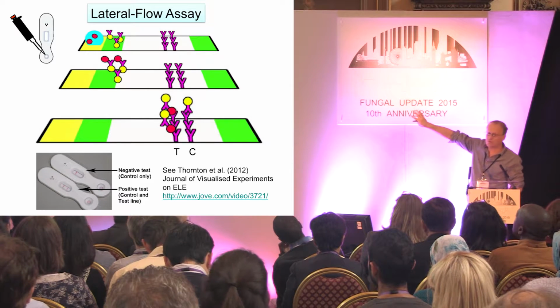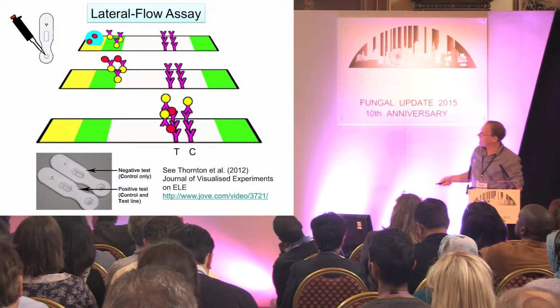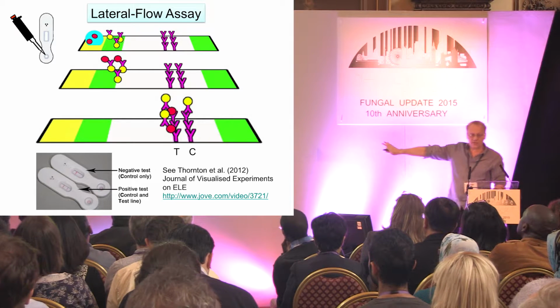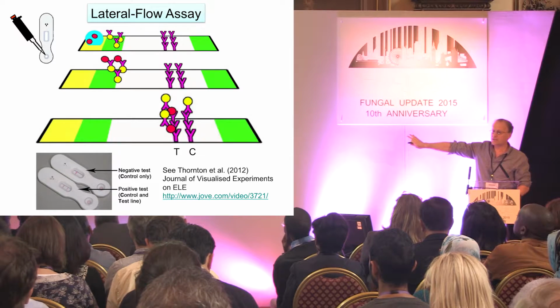You also have an internal control as a validation to show that the thing has worked. Where you have two lines at the bottom there, that's a positive test. Top, that's a negative test, so just the control line has come up.